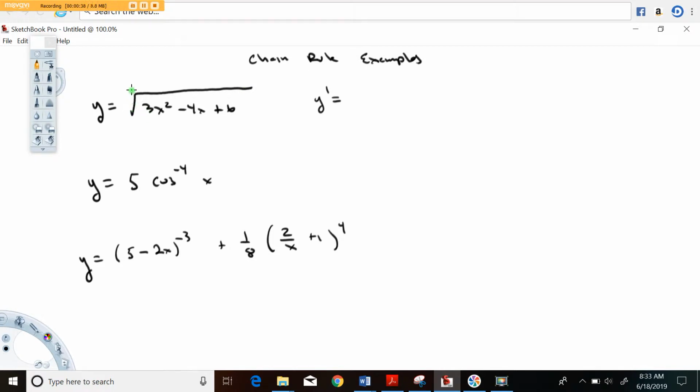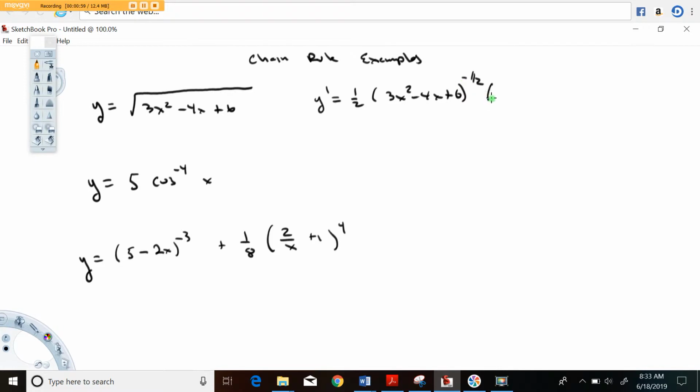So we're going to start with the square root function, which, remember, as a power, would equal 3x squared minus 4x plus 6 to the 1/2 power. So when we differentiate the outer function, we're going to have 1/2 times 3x squared minus 4x plus 6 to the minus 1/2. That's what you get when you take the power of 1/2, multiply, and subtract 1 from the power.